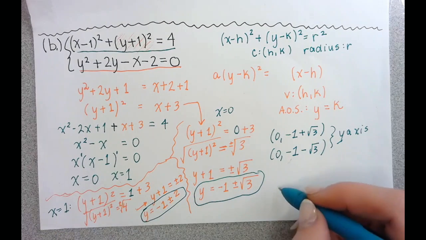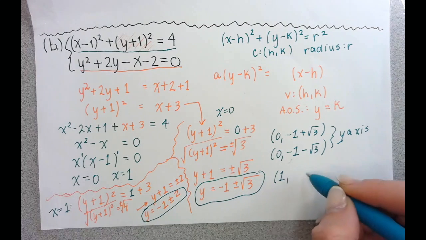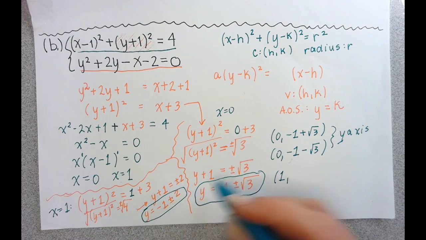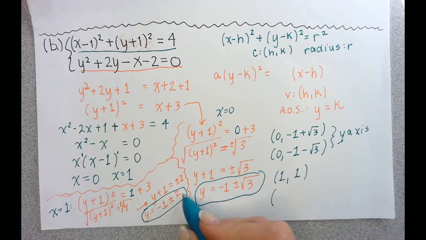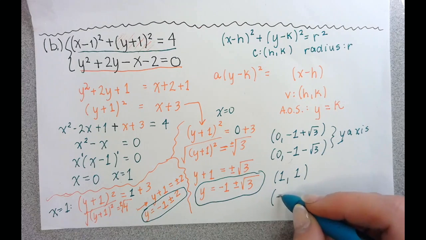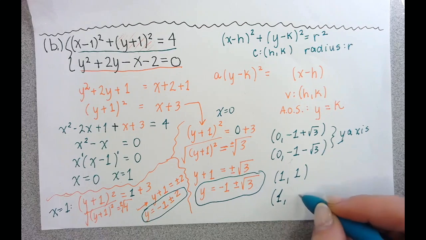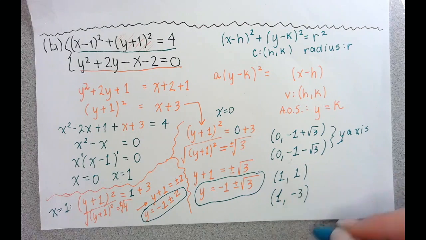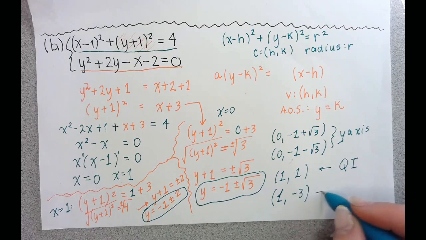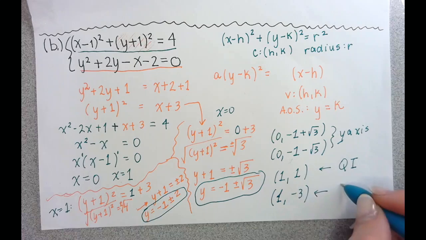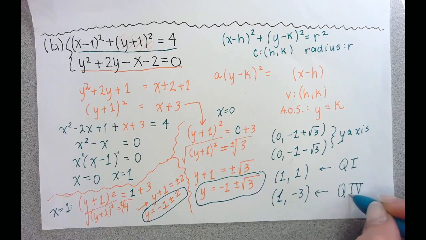So what are these other 2 points? I'll have 1 comma, what's negative 1 plus 2? 1. And 1 comma negative 1 minus 2, so it's 1 comma negative 3. Those are 2 more points. This one over here, just to get an idea, is up here in quadrant 1, and this one over here, over 1, down 3, is actually quadrant 4.